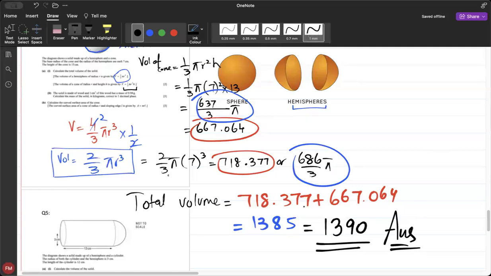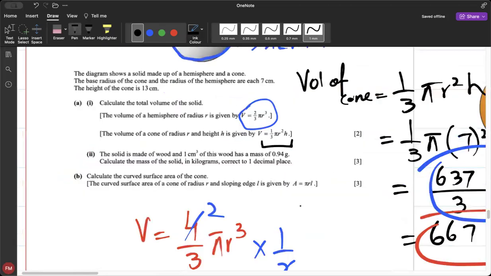In all the recent past papers, we see that in the exam paper, there's always going to be a blank, and then they write down the units. In this case, this was 13 centimeter, blah, blah, blah, 7 centimeter. So I know that this answer, since it's volume, has to be 1390 centimeter cube. Now let's have a look at the next part.